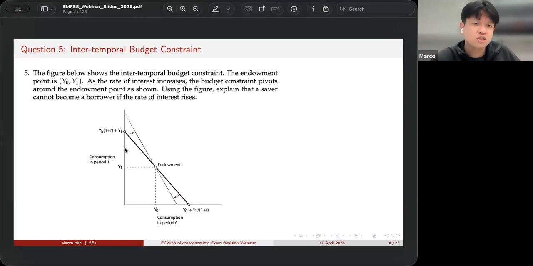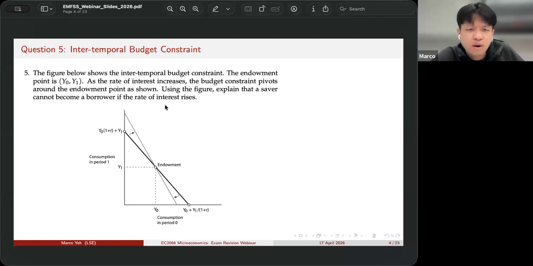Then, in exchange, tomorrow, after interest is given, I can eat more than Y1, the income level for tomorrow. So if I'm a saver, I'm thinking about a bundle to the left-hand side of the endowment point. Okay? That is the economic intuition behind the saver and the borrower.